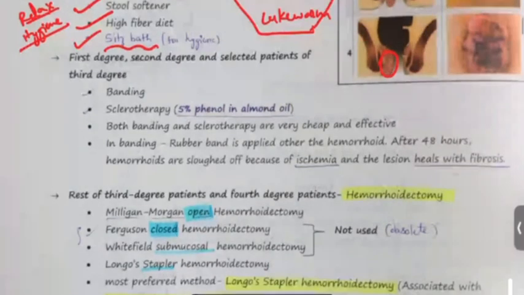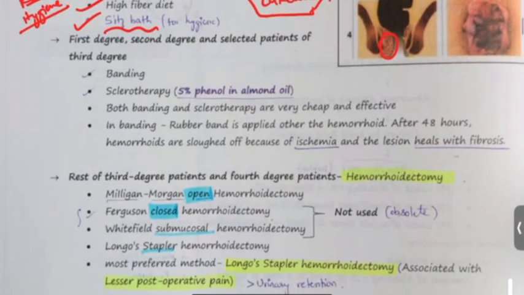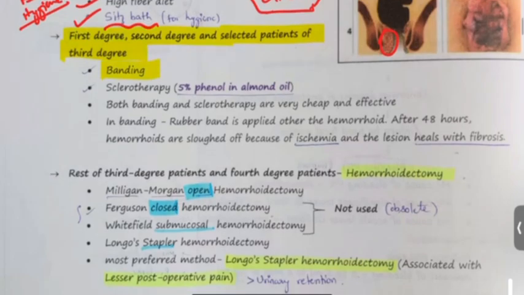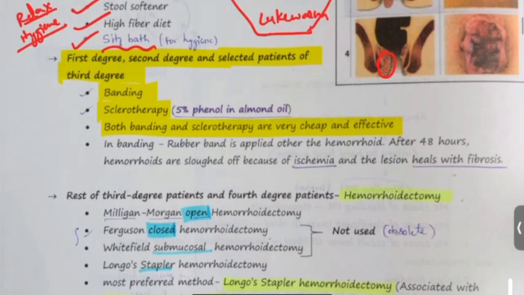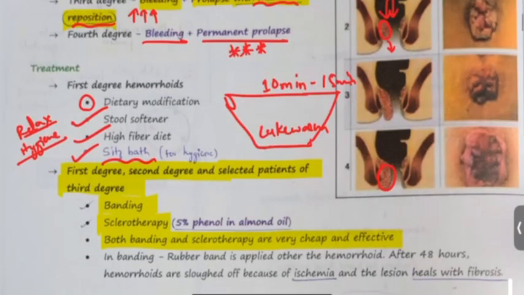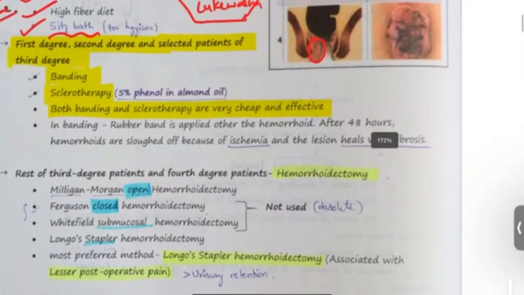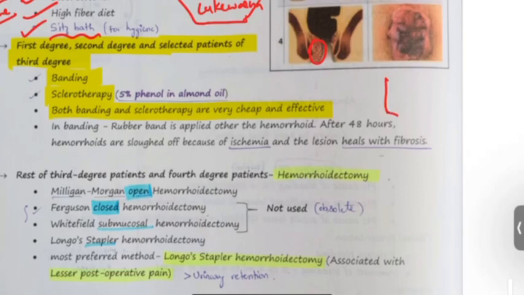Okay, so in case of first degree and second degree and selected patients of third degree, we can go for banding, sclerotherapy, or both banding and sclerotherapy. Okay, what is this? What is banding? Basically, hemorrhoids, they have shown here. Suppose, okay, I'll try to draw it. Suppose these are hemorrhoids, and here is a dentate line, imagine. So I have drawn internal hemorrhoids.